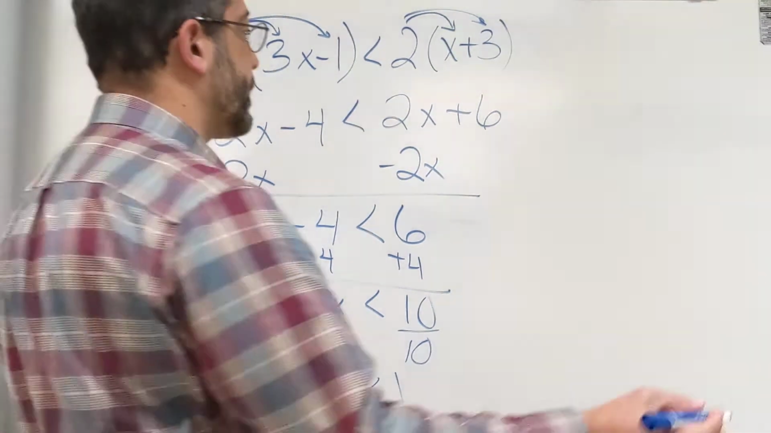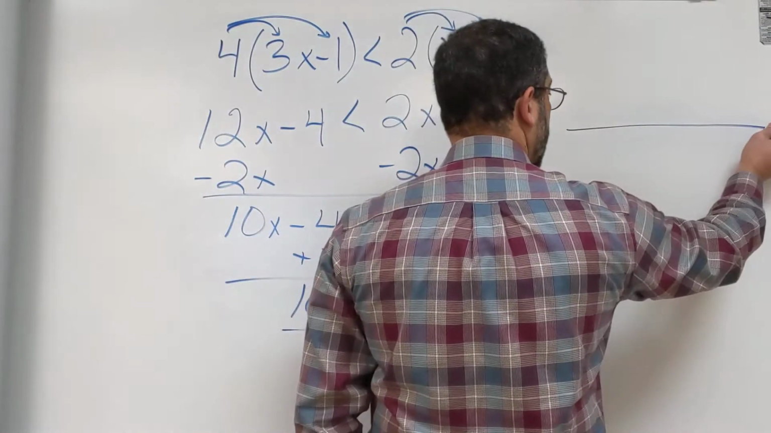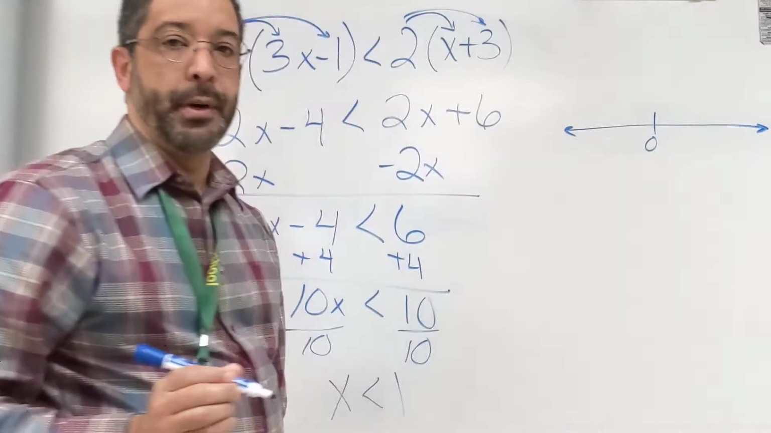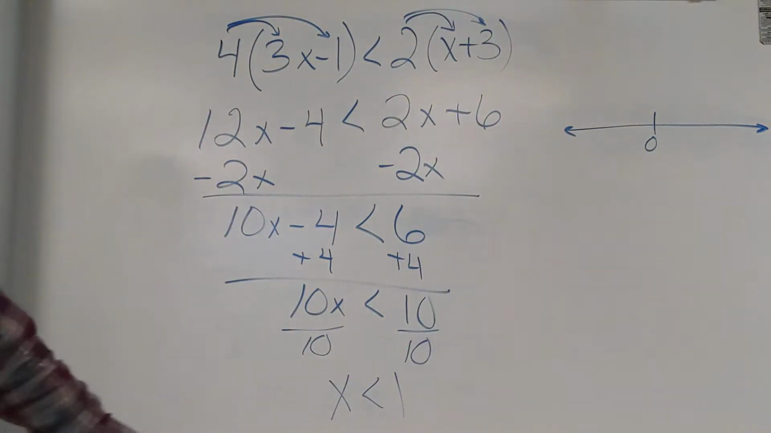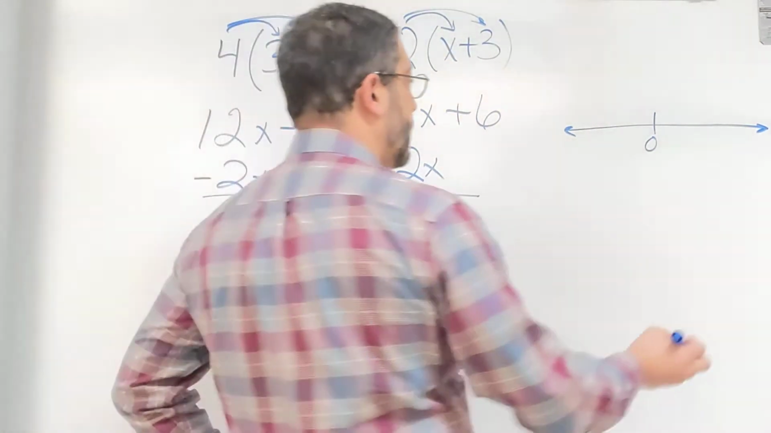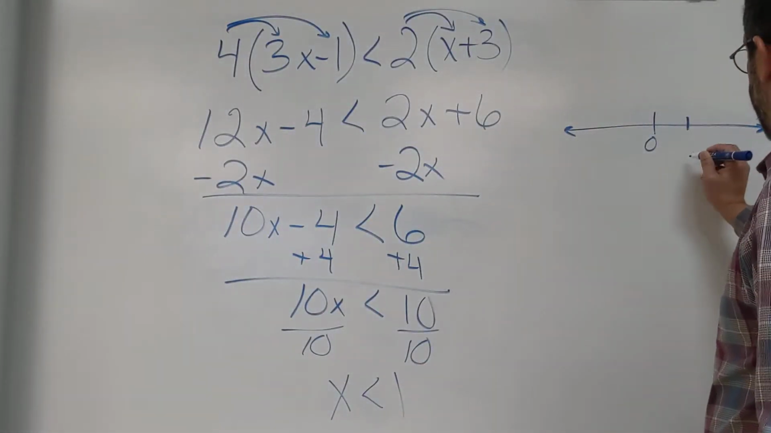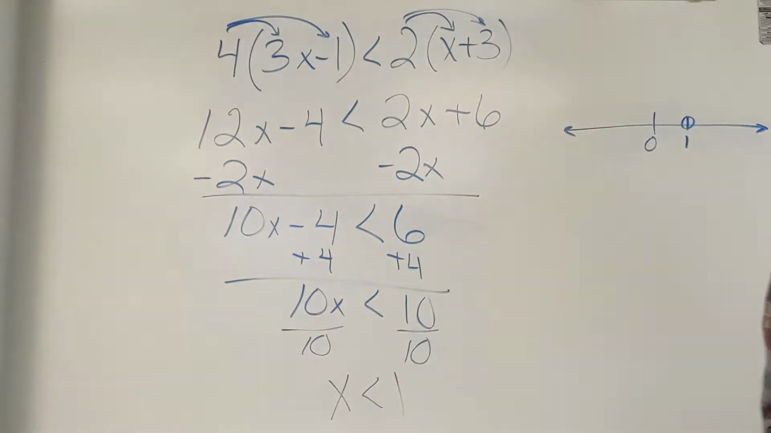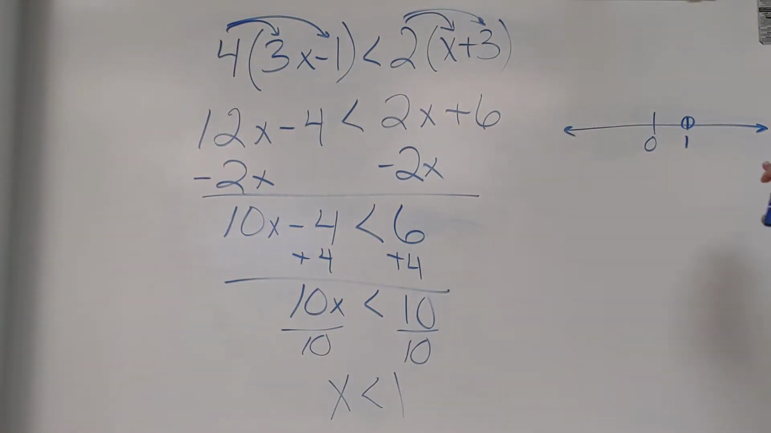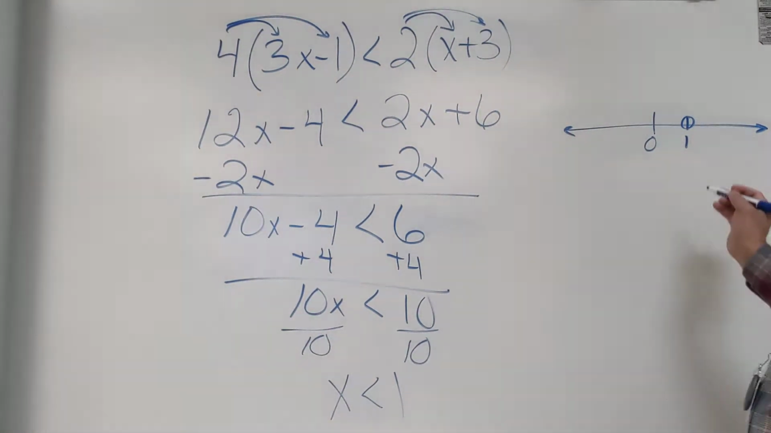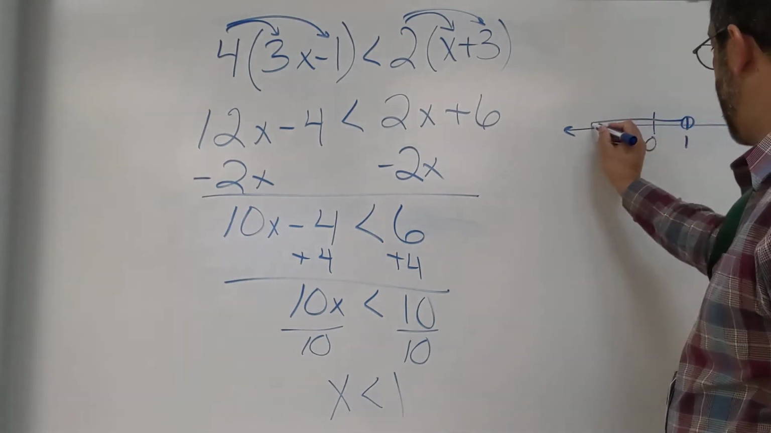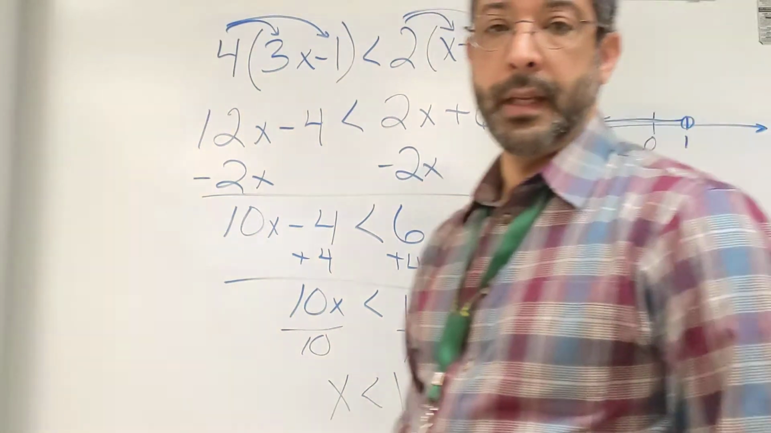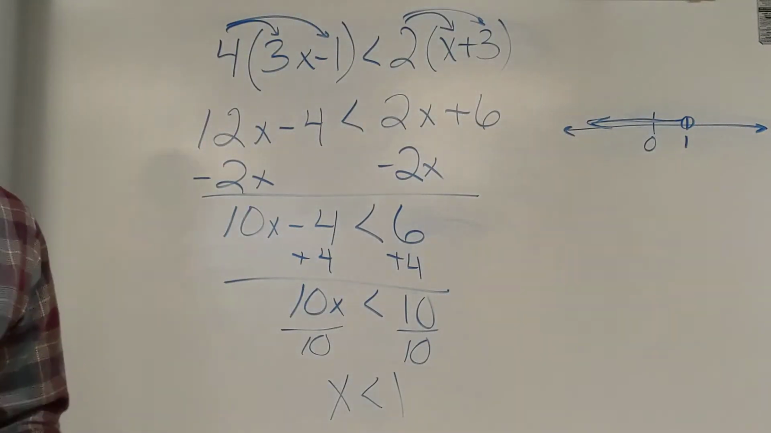And so when I come over here to graph this inequality, I make my number line. And I put 0 at the center of my number line. So since I'm x less than 1, I come over here and I graph the 1. And I make an open circle because 1 is not included in my solution set. And I would just shade to the left, showing x less than 1.